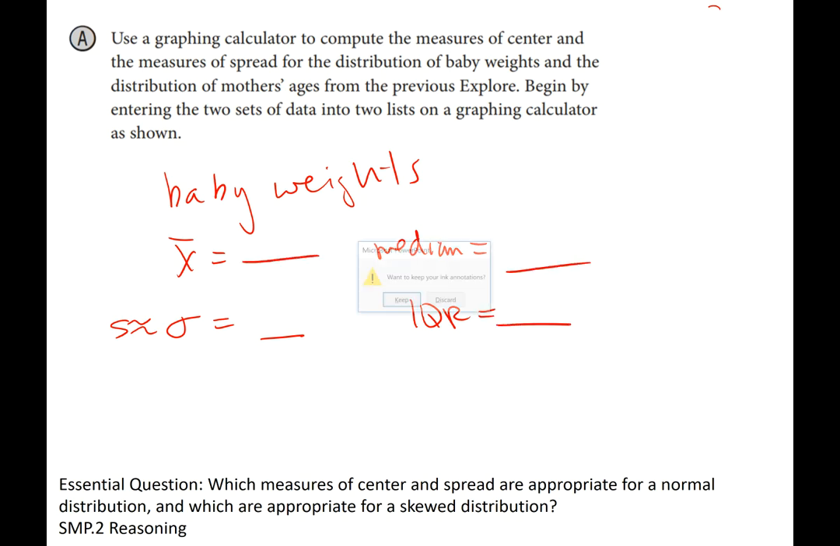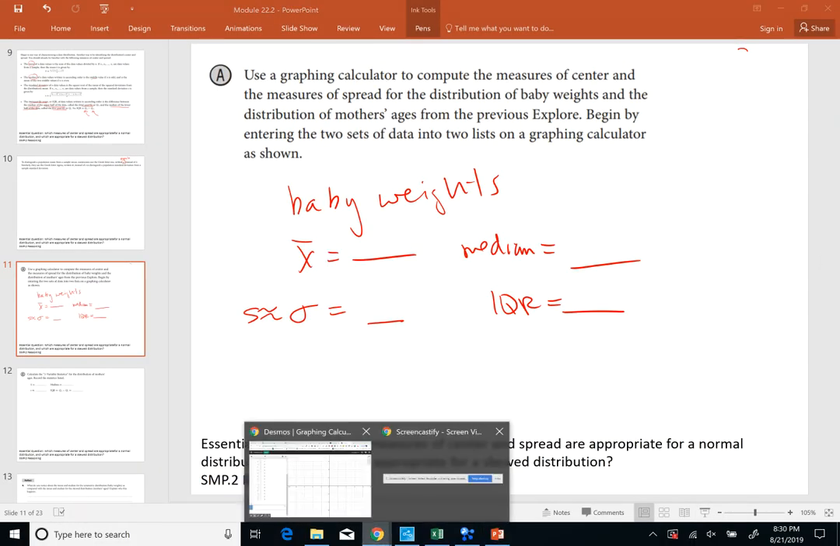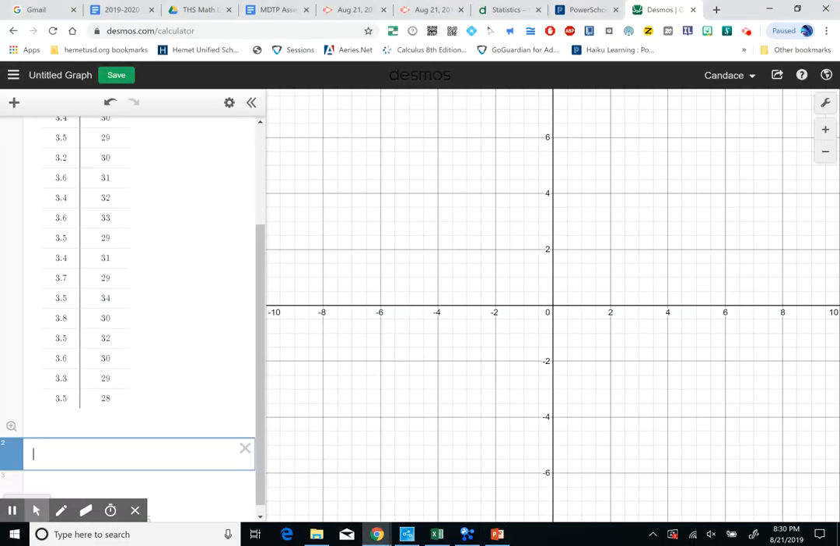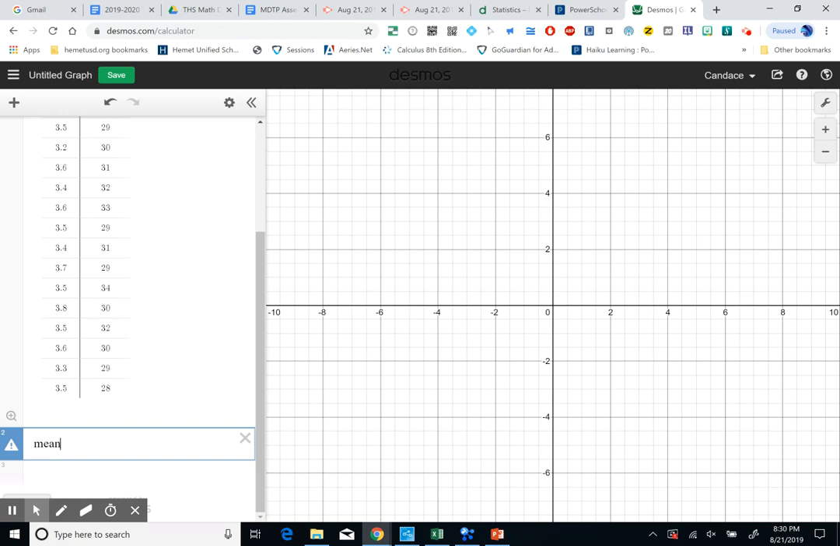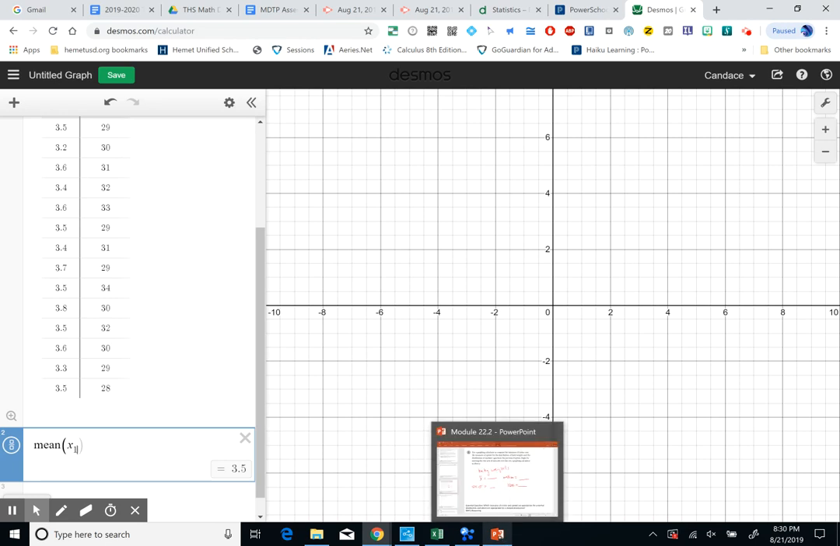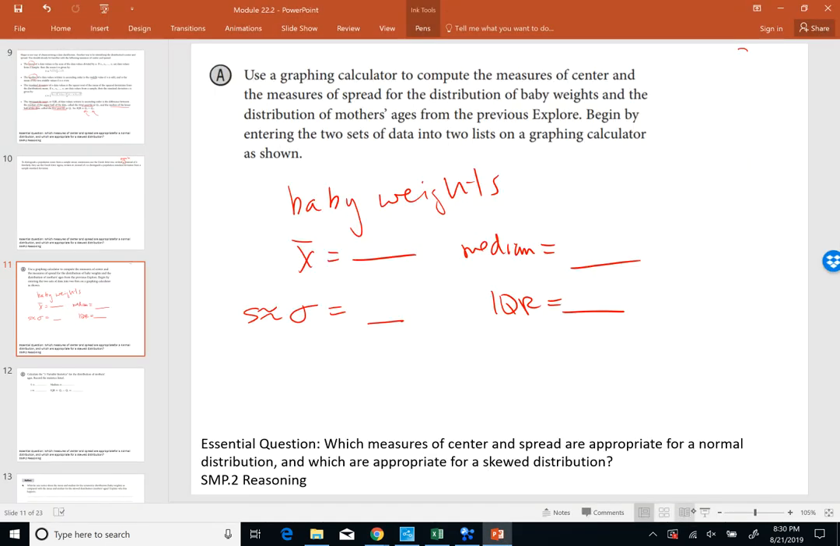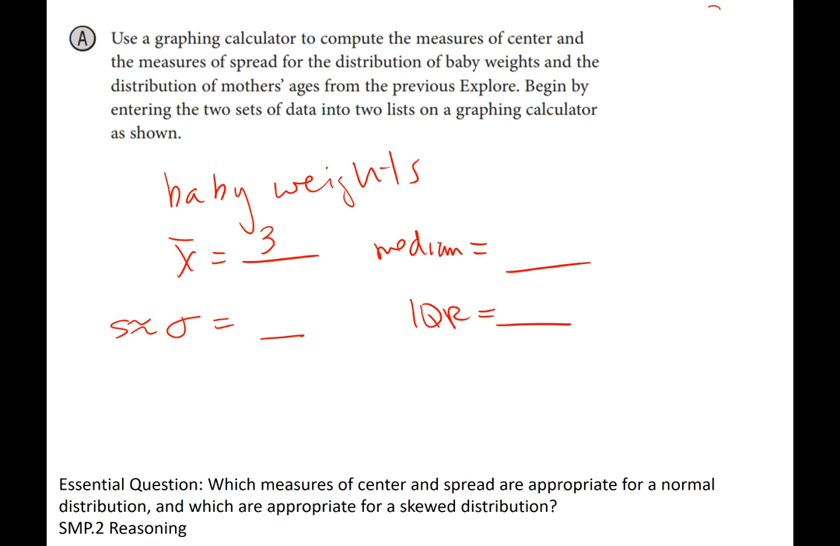And then you can do the next one on your own and you can check it against mine. Okay, so I'm going back to Desmos and I have my data in there. So I'm going to start with the mean. We talked about that one last week. So mean and then parentheses, and then our data is in the table in X1. So you do X, you hold down the underscore and 1. And there it is. It's 3.5. So I'm going to record that here. So it was 3.5. Okay.